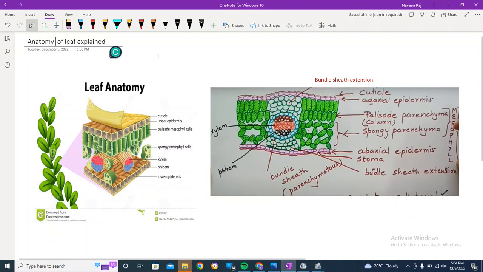Hello guys, welcome back to a new video, and in today's video we have got an amazing topic for you, that is the anatomy of the leaf. This is an amazing topic and a very basic topic of botany, the study of the plants. So let's get into it.